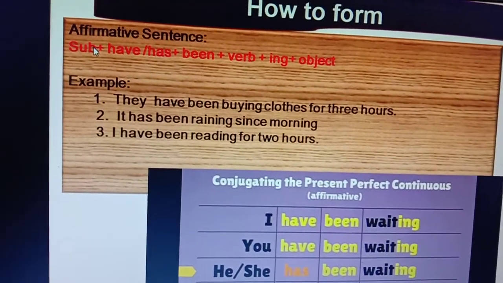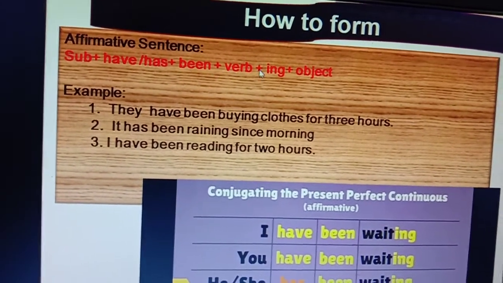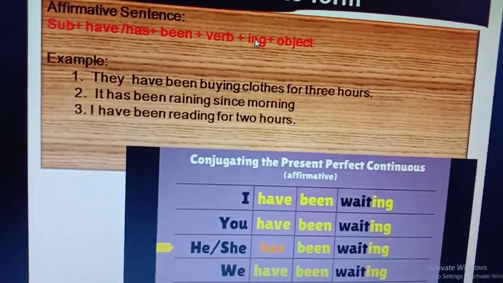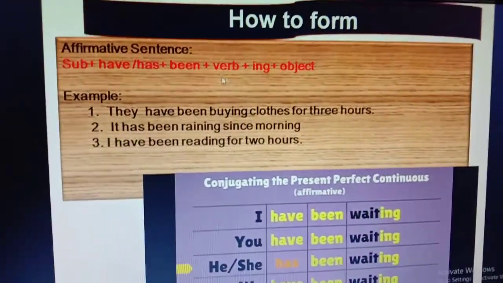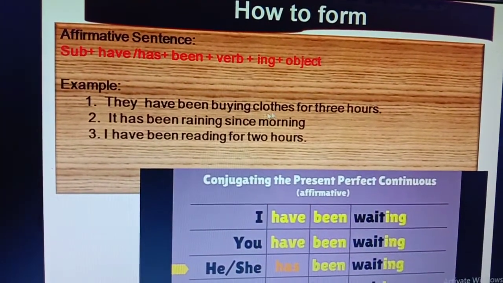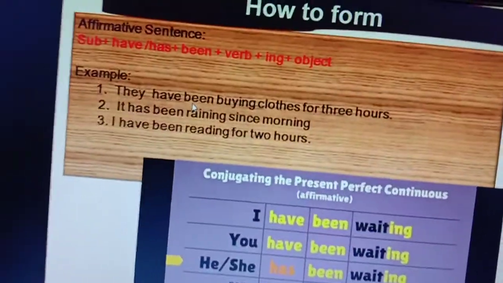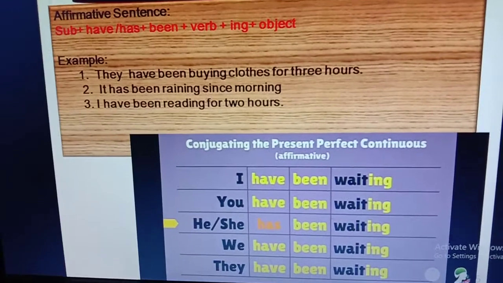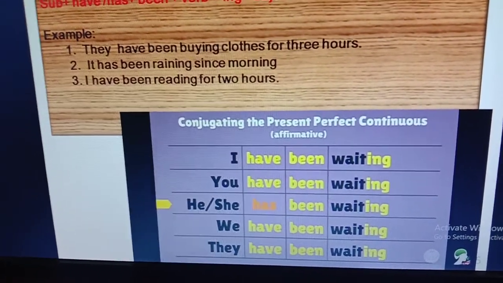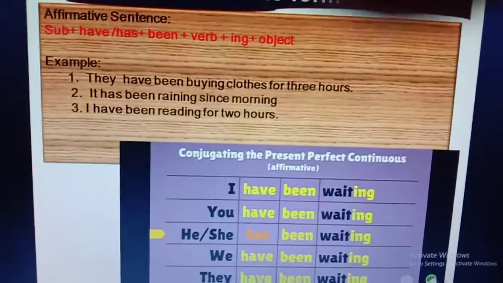So in this structure you have to use been after have or has, and after been you have to write verb with ing. Okay. Then the object. Here the first example is, they have been buying clothes for 3 hours. So they started buying clothes in the past, and they are still buying the clothes now. That means they are spending 3 hours buying the clothes. That's why I have used present perfect continuous tense here.